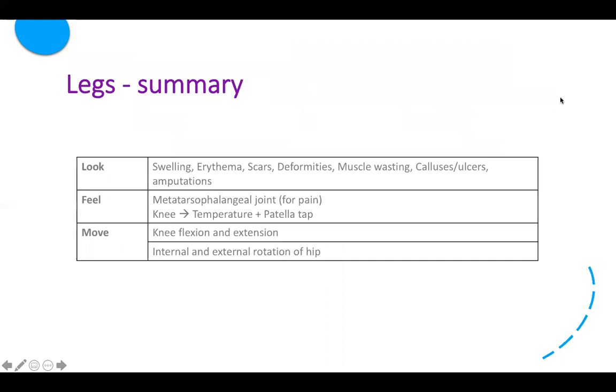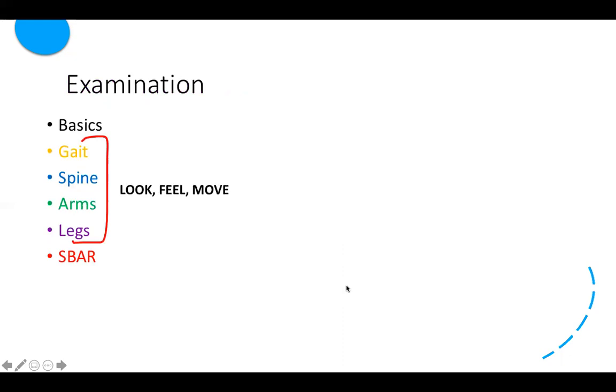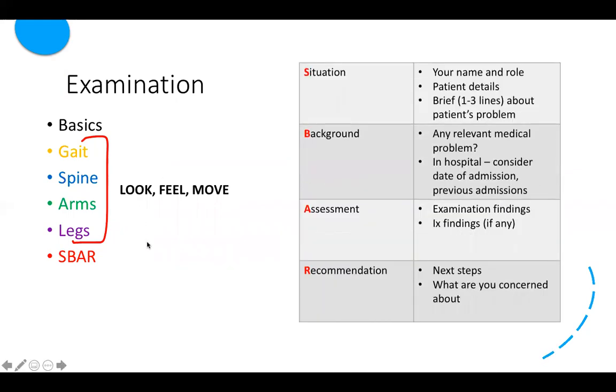Okay, so in terms of the legs, there's not many movements. You've had a look, you felt, so you're feeling the MTP and you're also feeling the knee for temperature and the patella tap. And then you carry out knee flexion, extension, internal and external rotation of the hip. And that brings us to the end. So in GALS, remember, look, feel, and move. The GALS mnemonic is quite handy because then you know each area that you have to go through and if you've been through them or not.